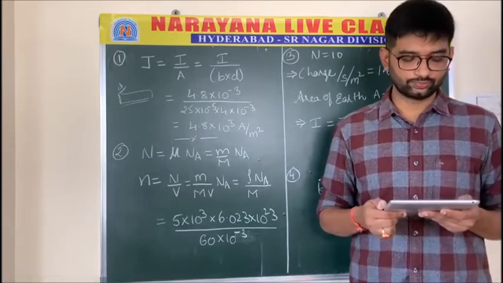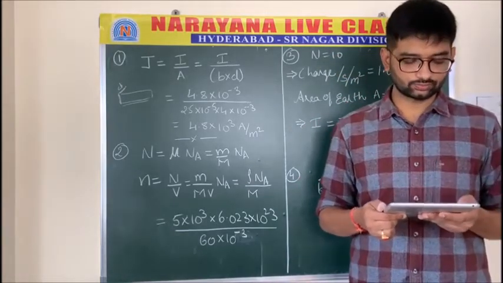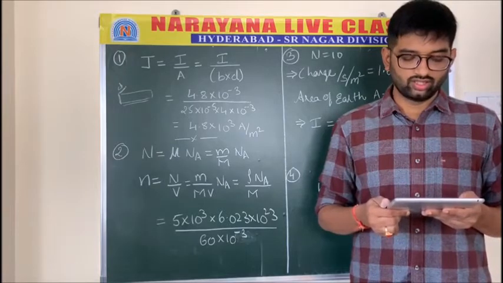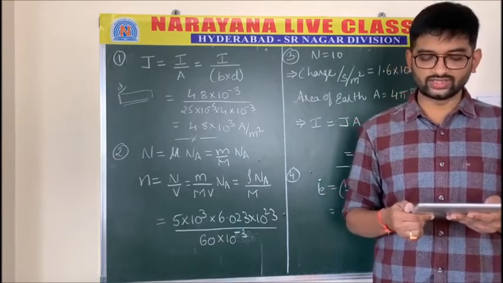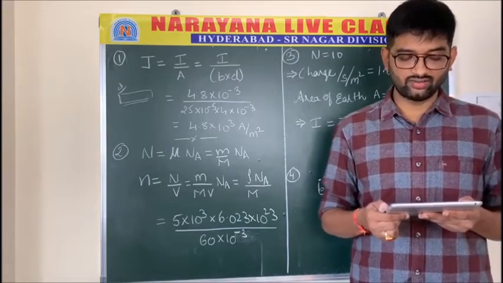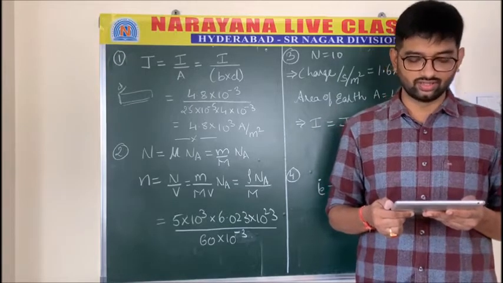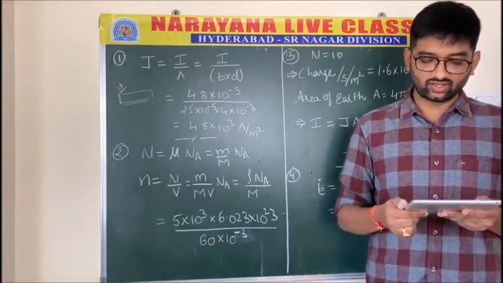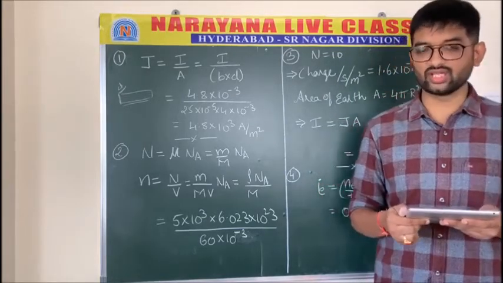Question number 2. The area of cross section, length and density of a piece of metal of atomic weight 60 are 10 to the power of minus 6 meter square, 1 meter and 5 into 10 to the power of 3 kg per meter cube respectively. Find the number of free electrons per unit volume if every atom contributes one free electron.